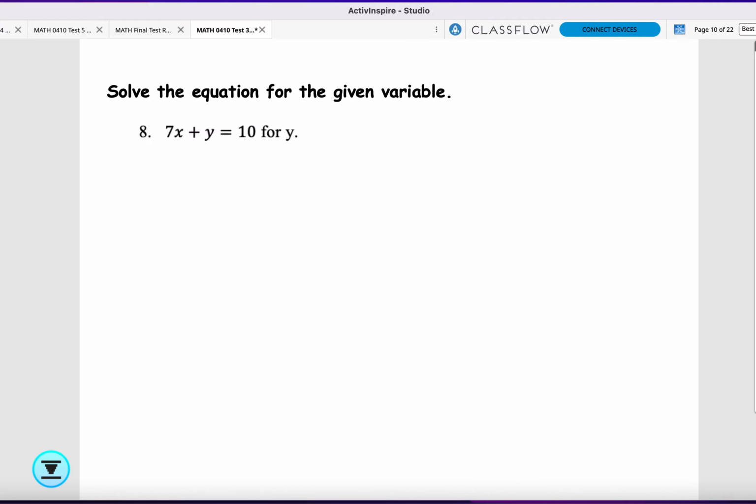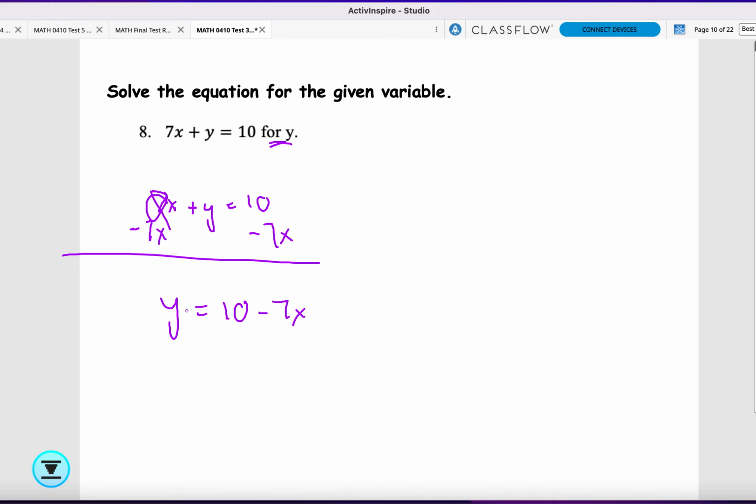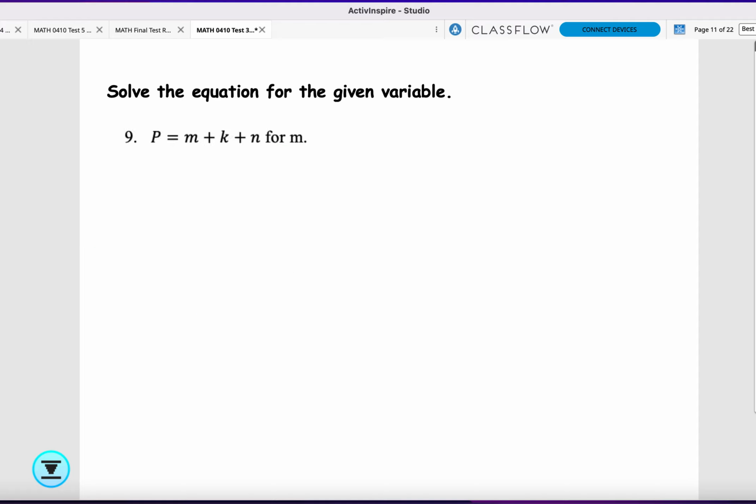All right. Solve the equation for the given variable. 7x plus y equals 10 for y. So we want to get y by itself. So 7x plus y equals 10. When we want to get this by itself, I just got to move this 7x over. That's it. So then I get y equals 10 minus 7x. And we're done. Don't overthink these problems, guys.